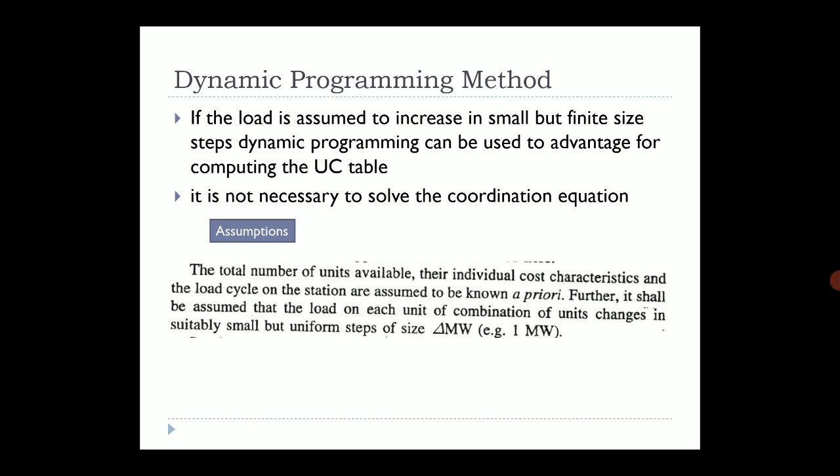Now in the unit commitment method there is something called the dynamic programming method. In the dynamic programming method, it's a straightforward method. It is used if the load is assumed to increase in small but finite size steps. Dynamic programming can be used to advantage for computing the UC or unit commitment table. That means if the load increases by a very small amount, we can use dynamic programming to find out the UC chart. UC chart is what?